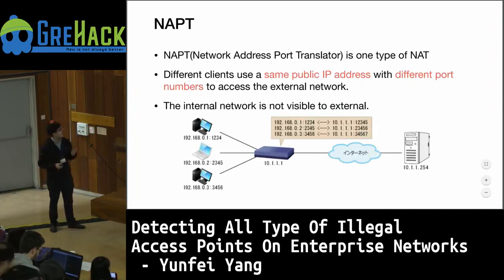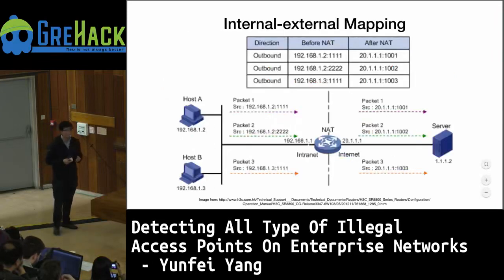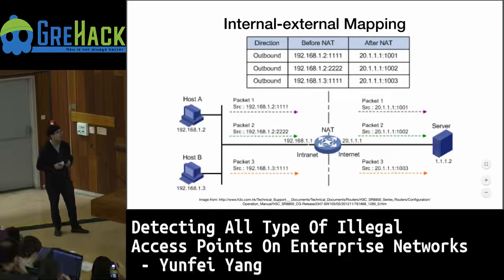Let's have a look at the NAT again. Most access points actually use NAPT, Network Address Port Translation. It is one type of NAT, and it allows different clients to use the same public IP address with different port numbers to access the external network. At the same time, the internal network is not visible to the external one. And the NAT device keeps a table of internal to external IP address and port mappings.